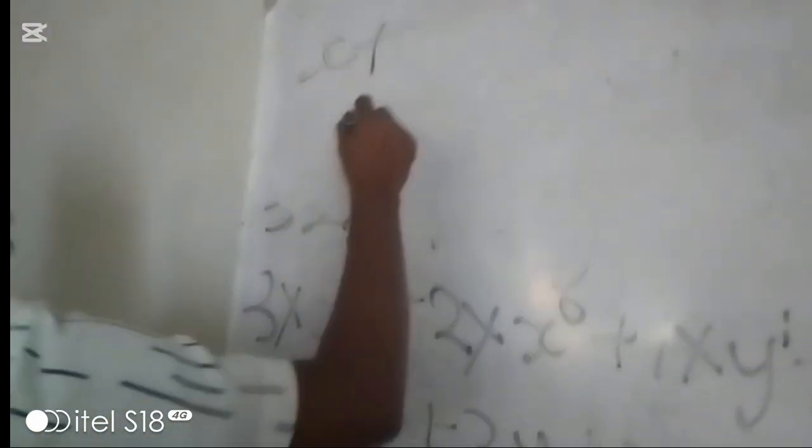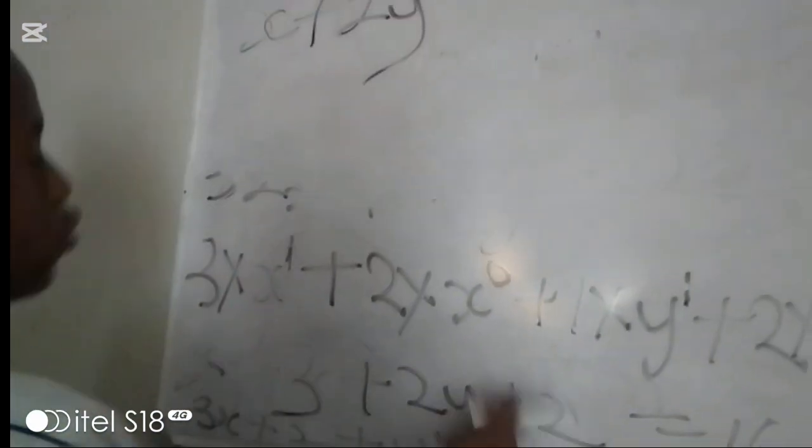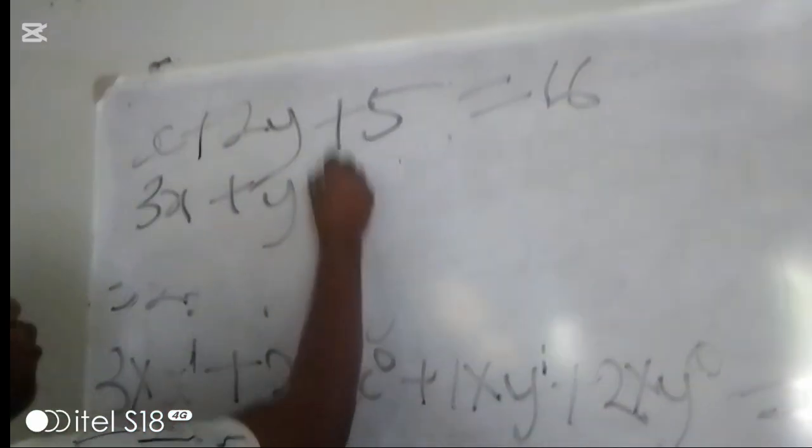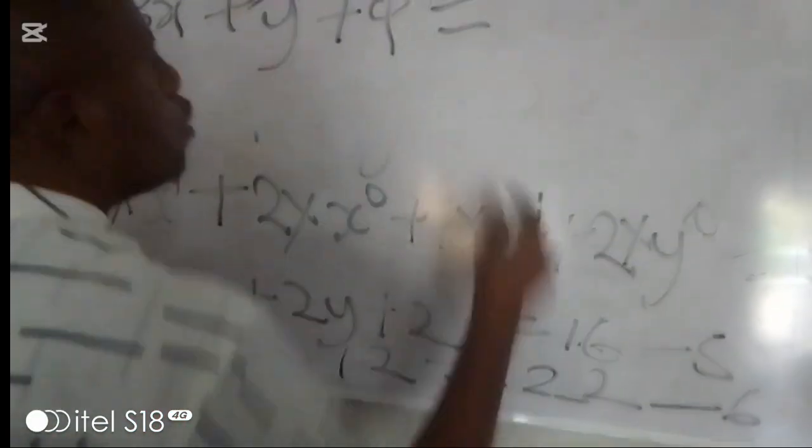From this equation 5, you have x plus this 2y. X plus this 2y, collect like terms. 3 plus 2 is 5. Equal to 16. From this equation 6, 3x plus this y. Then 2 plus 2 is 4. Equal to what? 22.